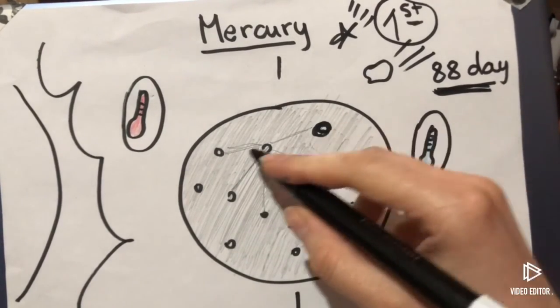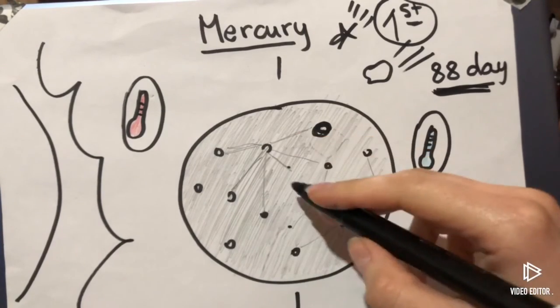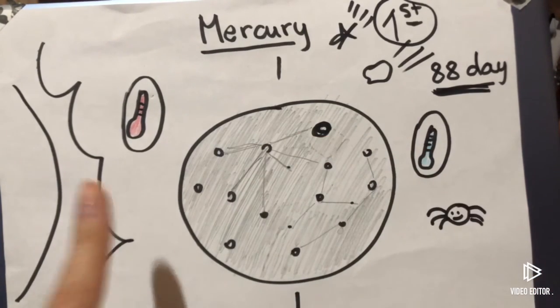Because it has those craters that are connected with lines. So remember that. First planet around the sun.